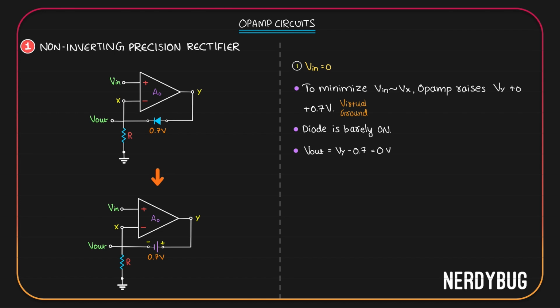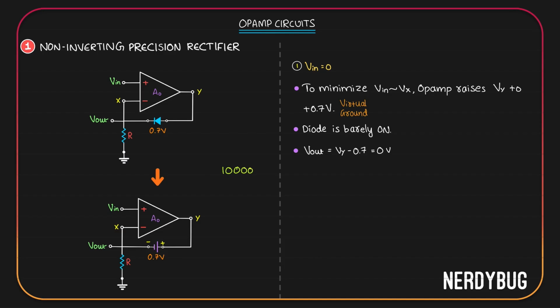Here again you might have a question. When input is 0, then how can the op-amp make 0.7 volt here? The answer is very basic. The op-amp does not amplify the input. It amplifies the differential input. It amplifies Vin minus Vx. Assume the op-amp has a gain 10,000.